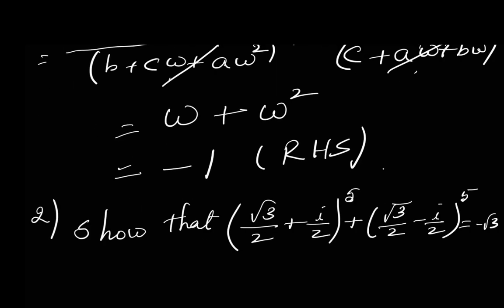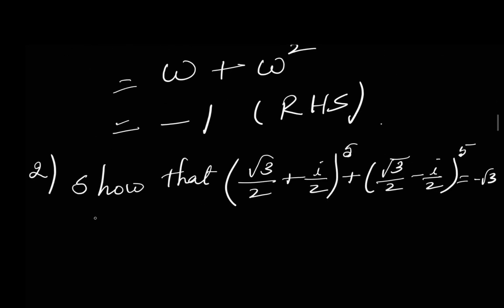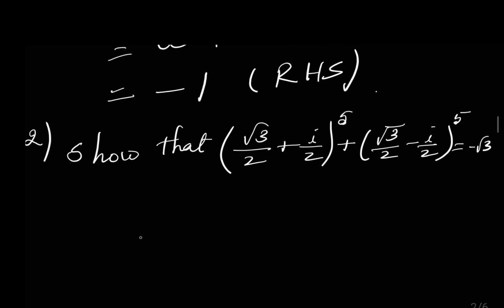That's all. See the second sum. Show that (root 3 by 2 plus i by 2) the whole power 5 plus (root 3 by 2 minus i by 2) the whole power 5 equals minus root 3. See, these two complex numbers are conjugates of each other. Root 3 by 2 plus i by 2, same term, root 3 by 2 minus i by 2. So both are conjugates of each other.